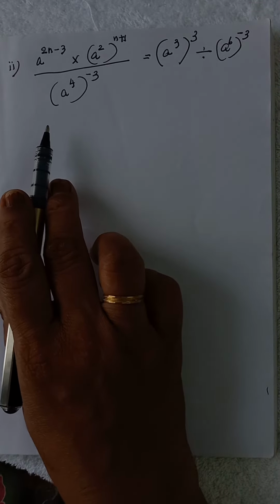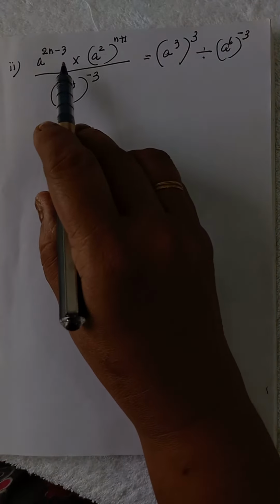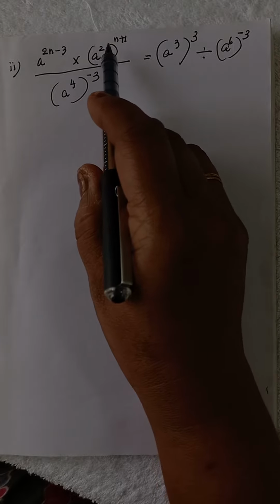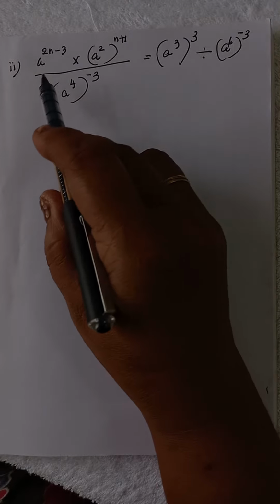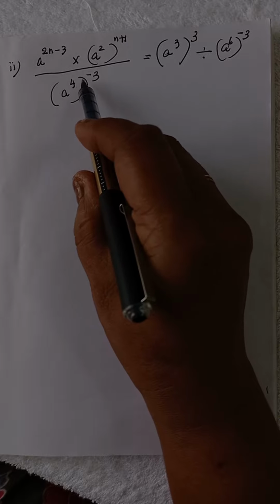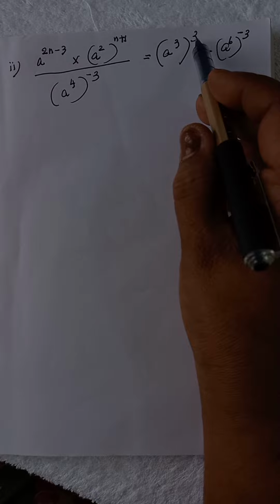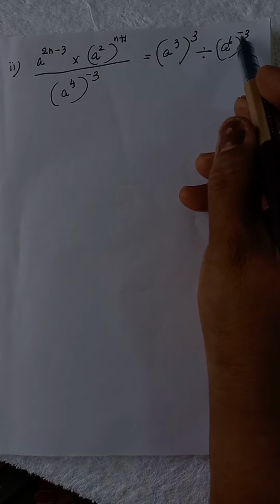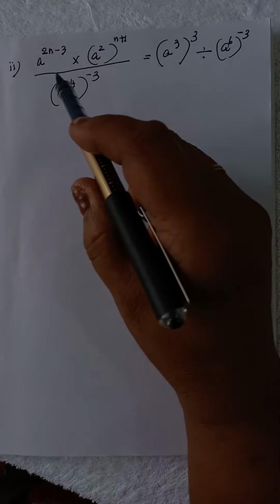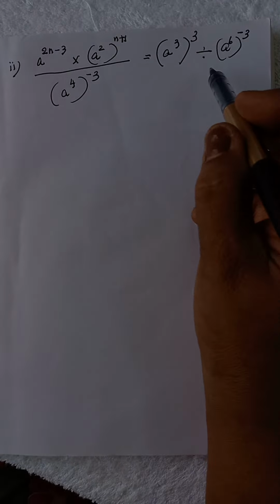Now the second part of the question is (a^(2n-3) × (a²)^(n+1)) / (a⁴)^(-3) = (a³)³ / (a⁶)^(-3). In this question also we have to find the value of n.